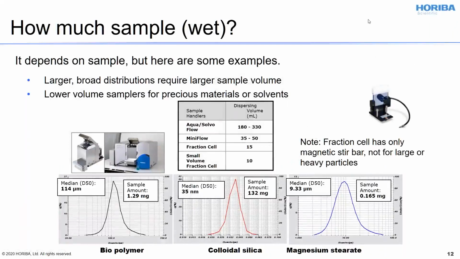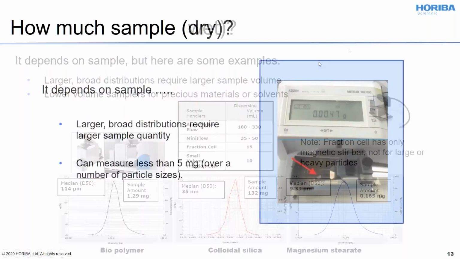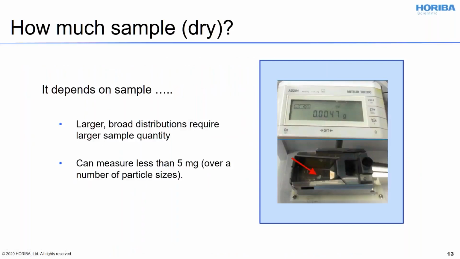Another question that comes up, though less so with this audience, is how much material do we need? And really, it depends on the sample, but for large, broad distributions, you'll need some more material. Now, for liquid dispersions, you're looking at 200 ml of liquid down to 10 ml of liquid, and amounts of material of about 1 milligram to 100 milligrams. Again, depending on the particle size and which sample handler you have. For a dry sample, this really depends on the sample.